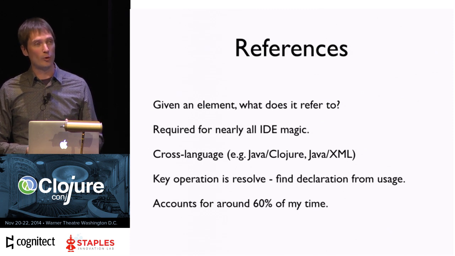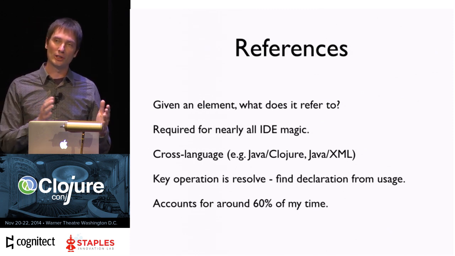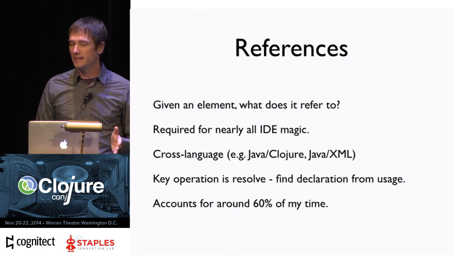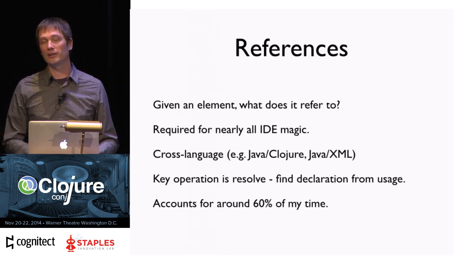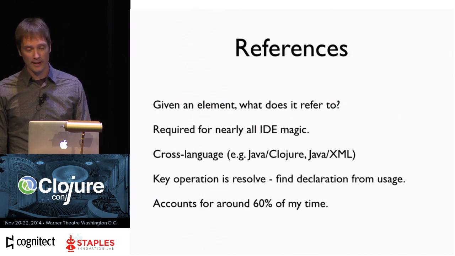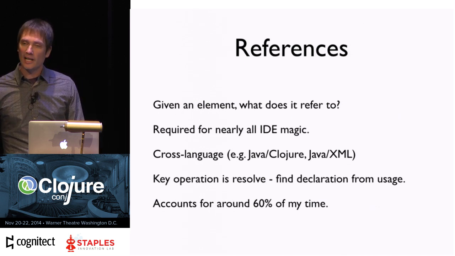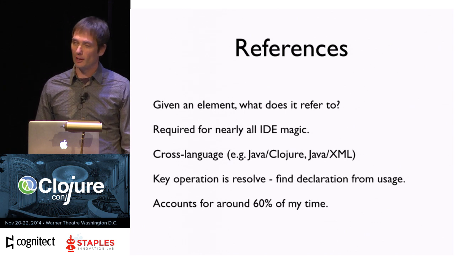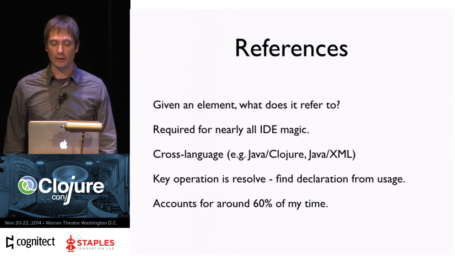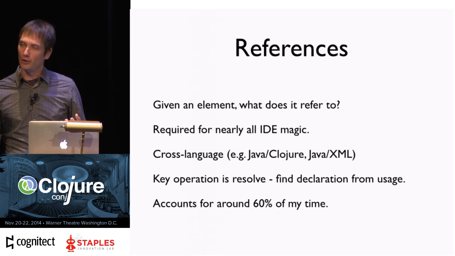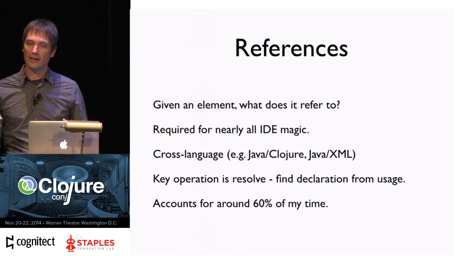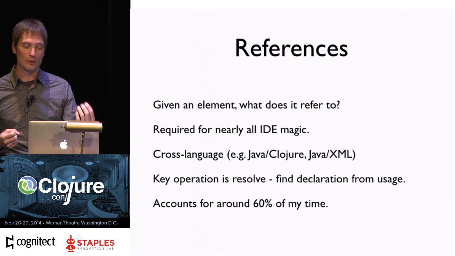Cursive also provides some support in the other direction. So from your Java source, if you're using rt.var or api.var, something like that, to call into Clojure from Java, it provides some support for that now. And of course, classically in Java IDEs, there have always been a lot of references from XML into Java code. So the key operation with a reference is resolve. Given something, I call resolve on it, and it gives me back the thing that it refers to.